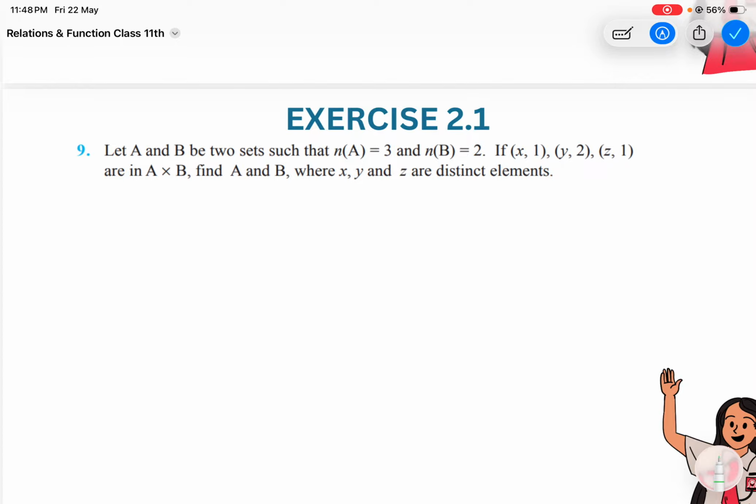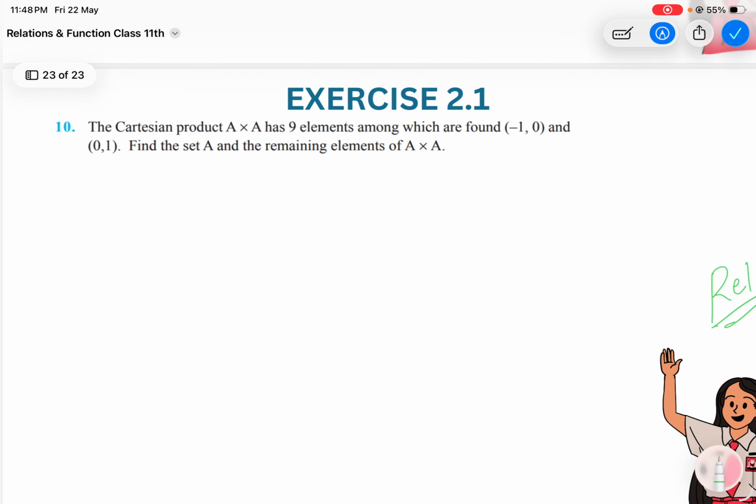Okay, now question number 9. Let A and B be two sets such that n(A) equal to 3 and n(B) equal to 2. If (x, 1), (y, 2), (z, 1) are in A into B, find A and B, where x, y and z are distinct elements. So this is also very simple. Now question number 10. The Cartesian product A into A has 9 elements, wow, among which are found (minus 1, 0) and (0, 1). Find the set A and the remaining elements of A into A.